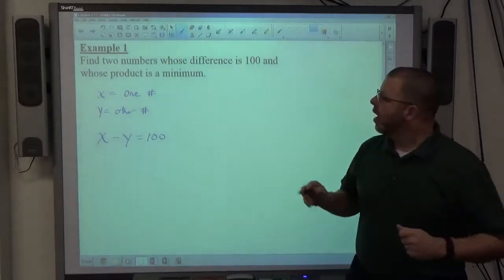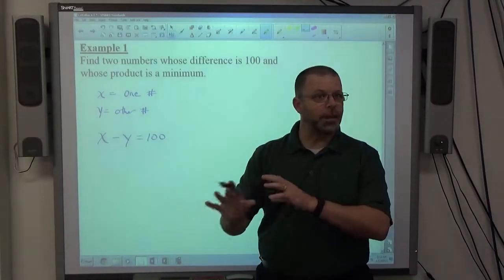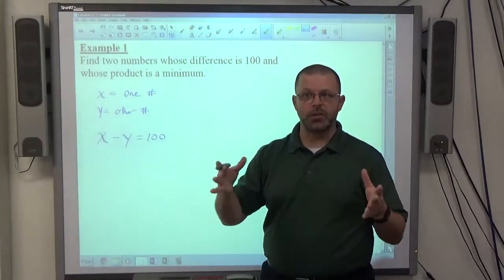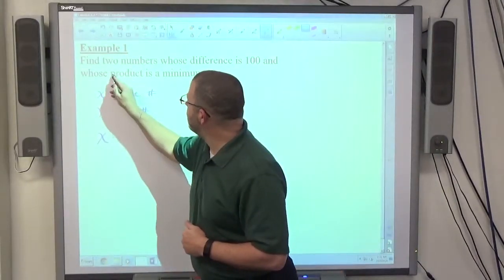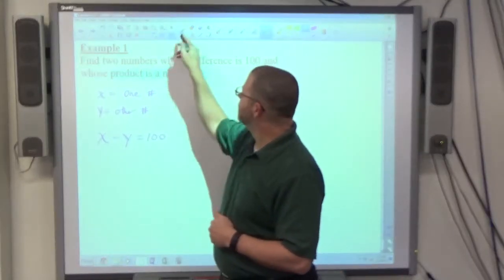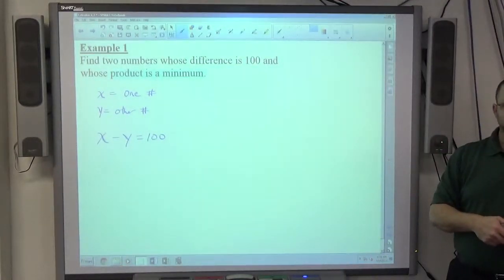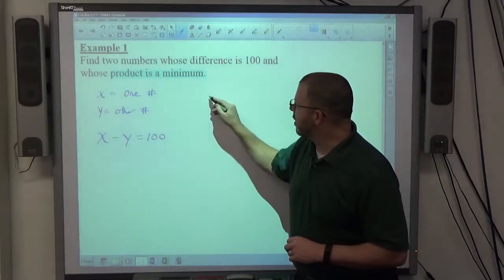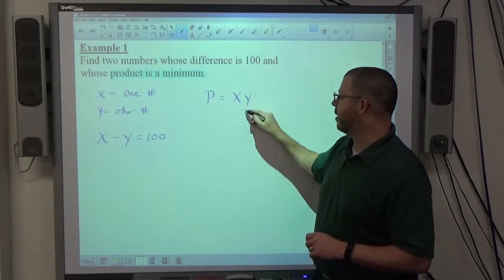Okay, so now, anytime you're doing an optimization problem, they're going to tell you to make something into a minimum or maximum, and what you're making minimum or maximum is going to establish how you're going to write this equation out. So, we want to minimize a product of what? The two numbers we're multiplying, right? So, I want to write out an expression representing their product. The product of the two numbers is simply going to be x times y.